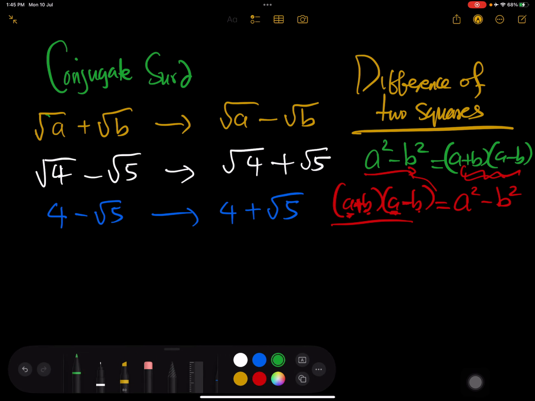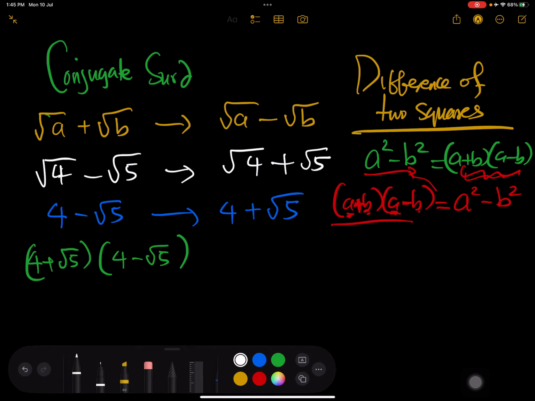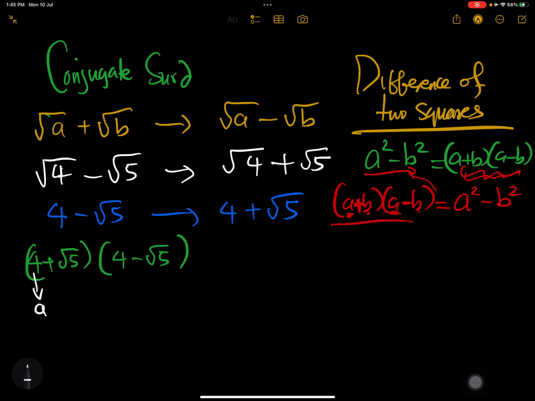So let's say that you and I have been given something like 4 plus square root of 5, and we are multiplying it by 4 minus square root of 5. Can you clearly see that this is A, this one is A, because it's also A here?